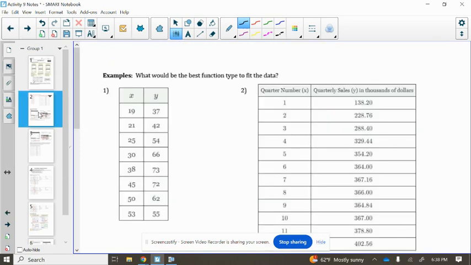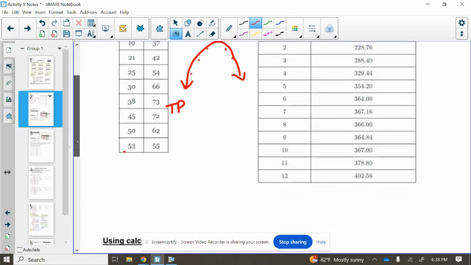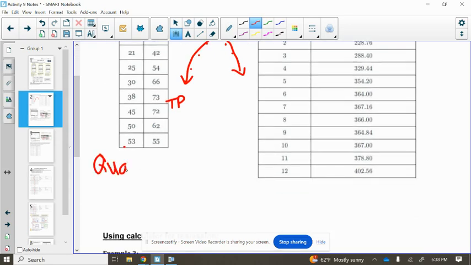If we look at the second page, then we are given two different tables of data and we want to figure out what our best bet would be. So if we look at the first table, we see that as our x values are increasing here, we are going from 37 to 42, 54, 66, 73, and then we notice we dip back down right here at what we would call our turning point, decreasing then down to 62, down to 55, so that this graph has that parabolic shape to it. So this would best be described as a graph of a quadratic.